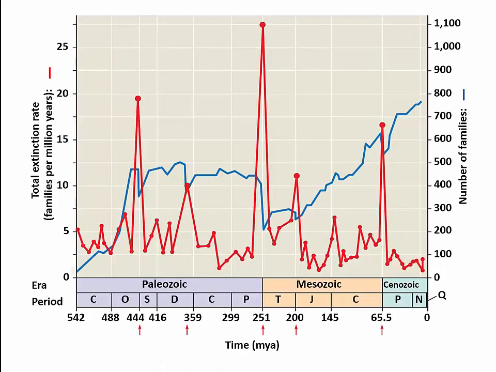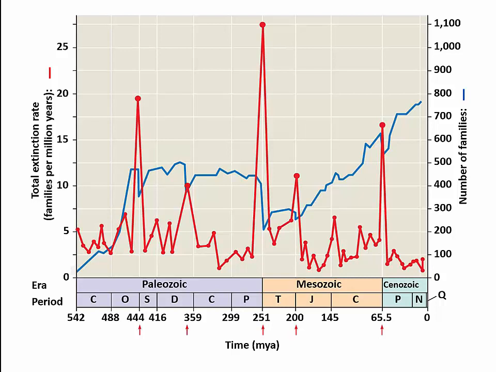Here's a graph of the 5 mass extinctions. So let's just look at it a little carefully. On the x-axis, you can see the time in millions of years. And you can see the eras, Paleozoic, Mesozoic, and Cenozoic. Cenozoic leads to the present. And on the y-axis, you see the total extinction rate.